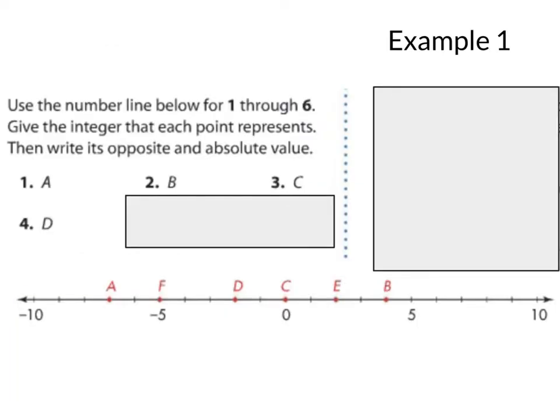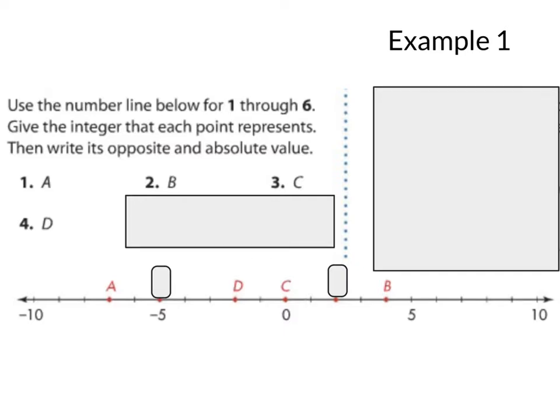Here's example 1. I want you to take a second and make this number line in your notes going from negative 10 to 10. Noticing how there are 1, 2, 3, 4, 5. There's a tick mark for every number going up and down the number line. Moving on in 3, 2, 1.